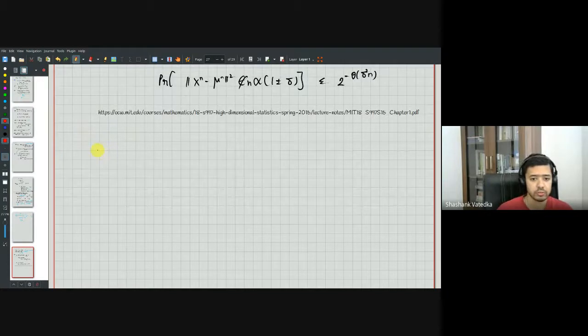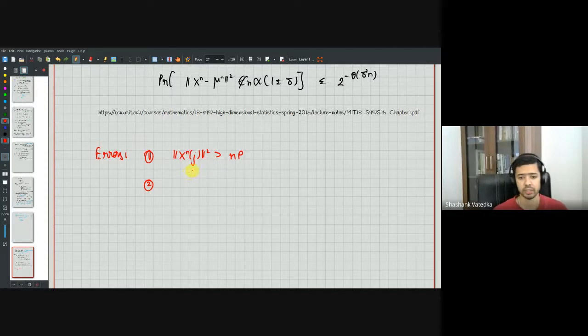All right, so the first source of error is that the message does not satisfy the power constraint. So this is strictly greater than n times P. But you know that the probability of this happening is vanishingly small, and we'll see that in just a bit. So the second source of error is that the distance.